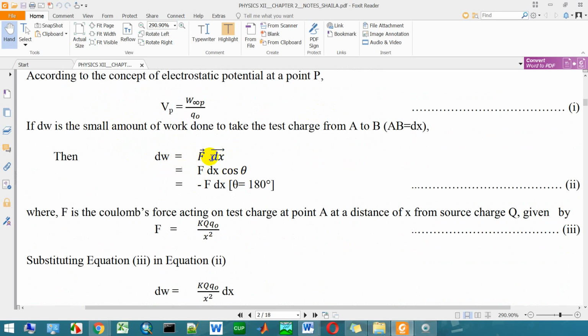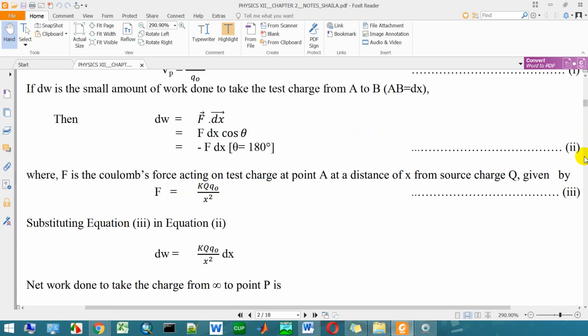And why the dot product? Because work done is a scalar quantity and dot product is a scalar quantity. So theta is 180 degrees. So here cos 180 is minus 1. So minus Fx. So dW is minus Fx, which we represented as second equation.